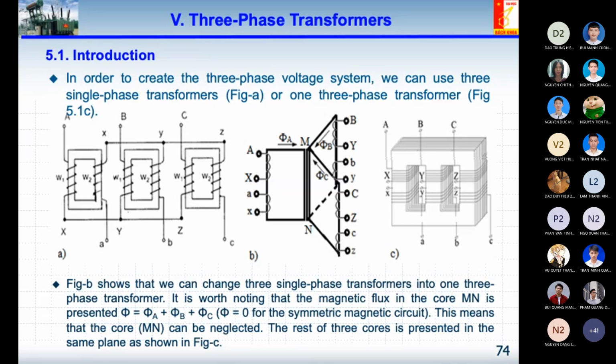And for the three-phase transformer, before talking about it, I would like to ask one of you about the single phase transformer. What is the difference between the single phase transformer and the three phase transformer? Who knows my question? Please answer my question. We are currently on the three phase transformer. According to your opinion, what is the difference between the single phase and the three phase transformers?